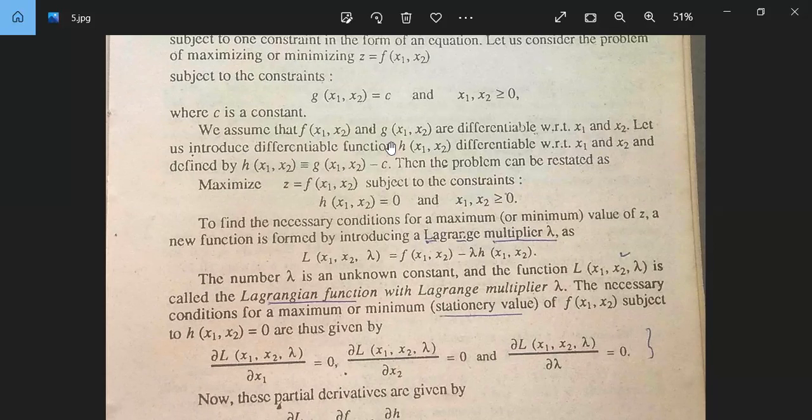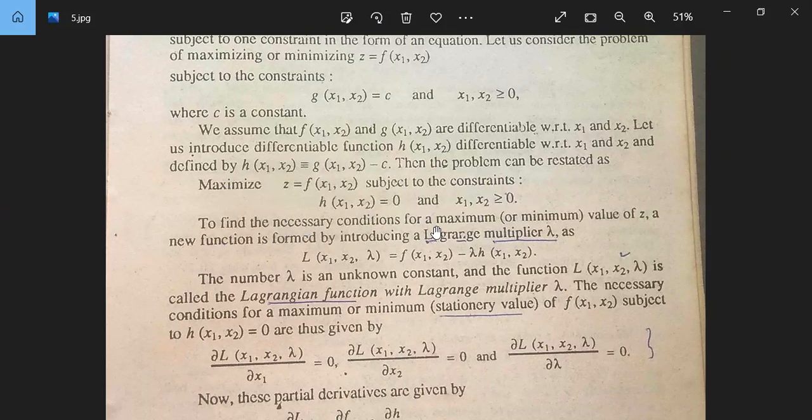Let us introduce a differentiable function h(x1, x2), differentiable with respect to x1 and x2 and defined by h(x1, x2) equal to g(x1, x2) minus c. Take g(x1, x2) minus c as h(x1, x2). Then the problem can be restated as: maximize z equal to f(x1, x2) subject to the constraints h(x1, x2) equal to 0 and x1, x2 greater than or equal to 0.